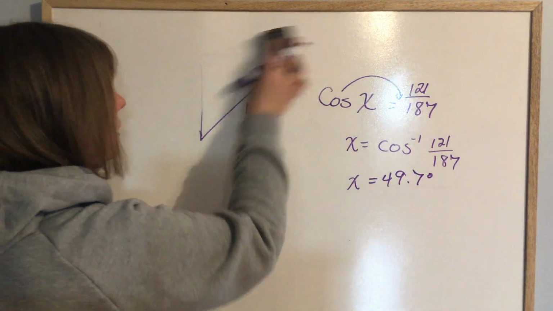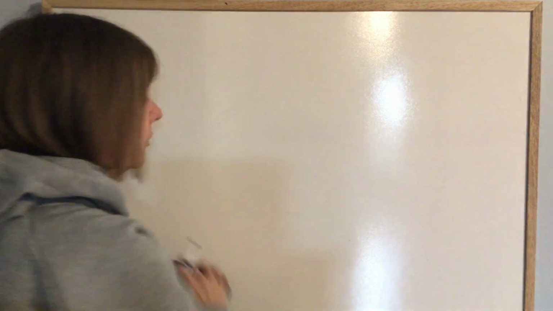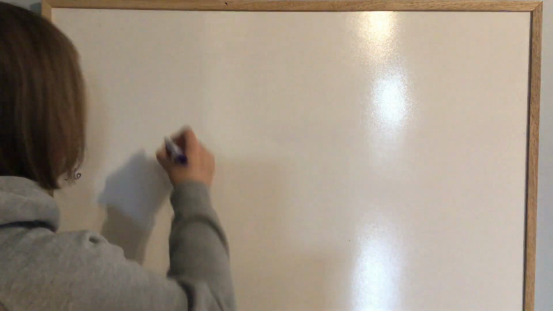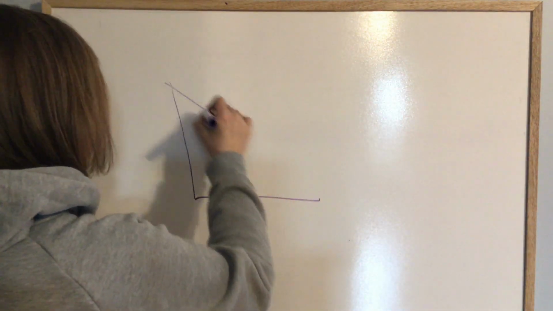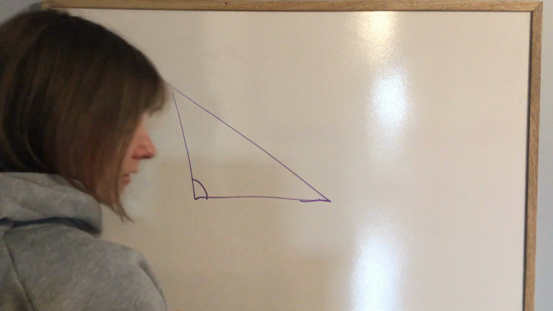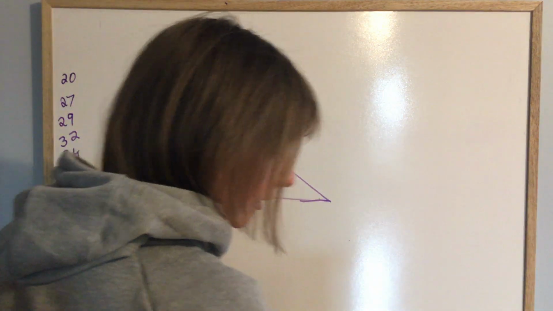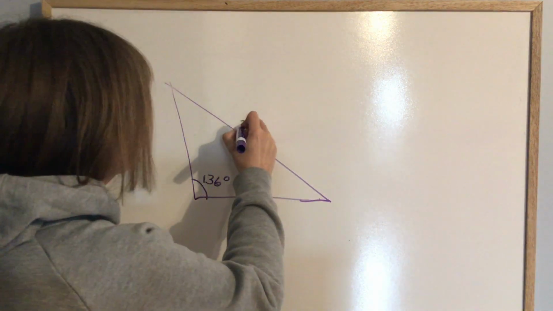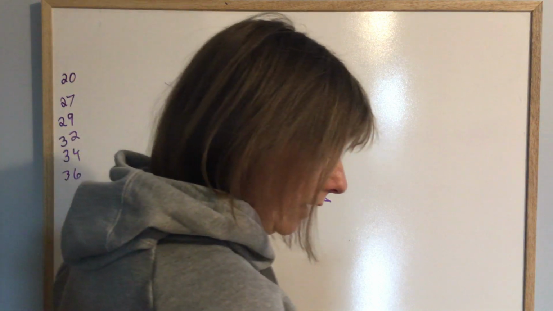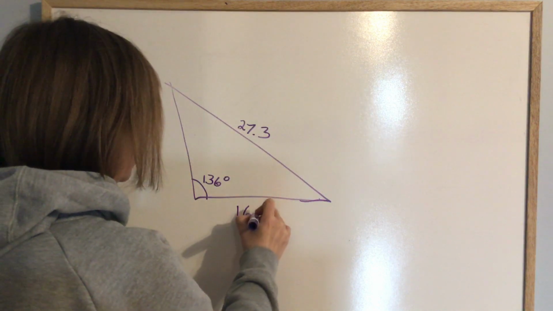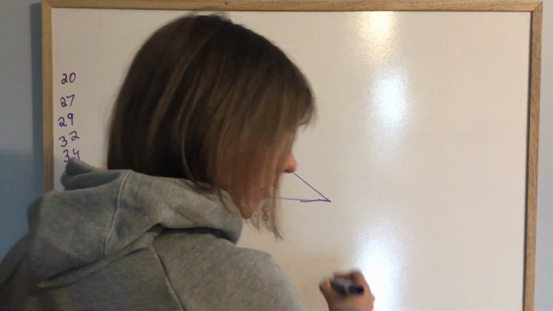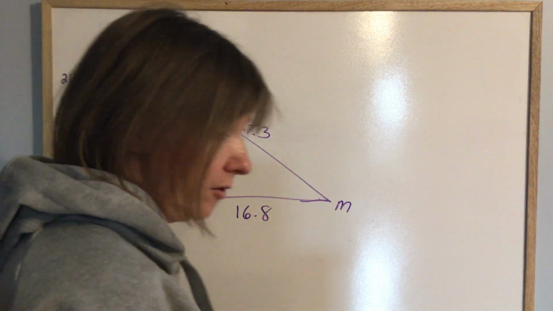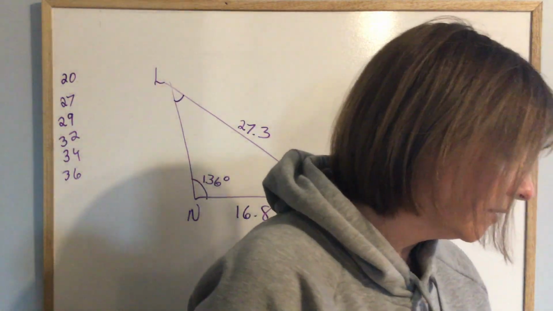Jumping over to 20. Number 20 gives us a triangle. This time it is not a right angle triangle. It tells us that this angle is 136. It tells us that this side is 27.3, and it tells us that this is 16.8. It labels this M, N, and L. And it wants us to find angle L to the nearest tenth of a degree.